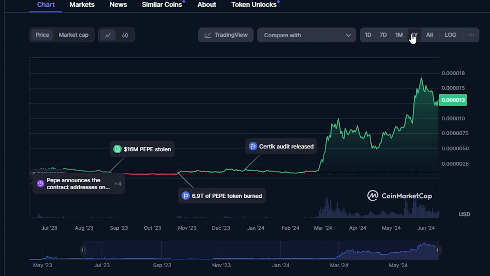Before I get into my price prediction, I want to note a couple of things here. A number of tokens was stolen from the community treasury late August. Now, that was about $16 million worth.